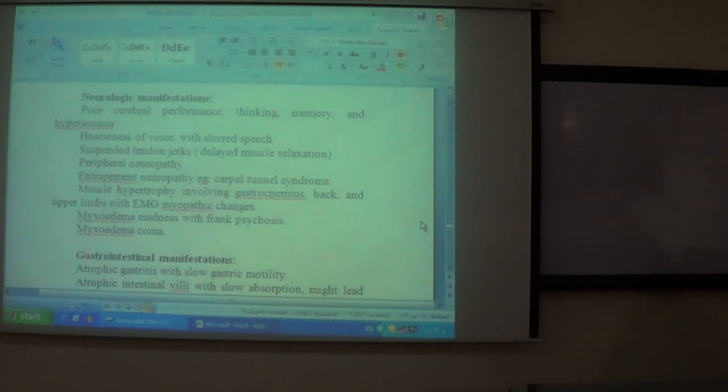Myopathy like that of Duchenne, if you have your course of neurology. Pseudohypertrophy of muscle. The muscle is bulky, hypertrophied, but at the same time weak, with low power or no power.